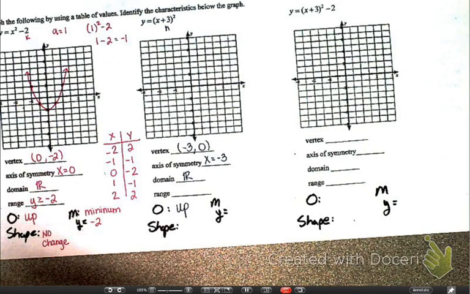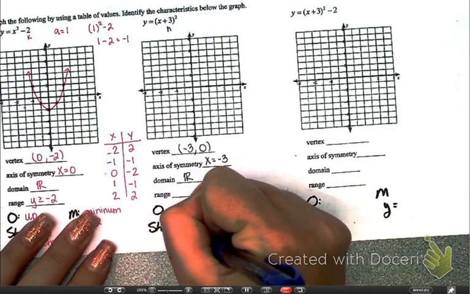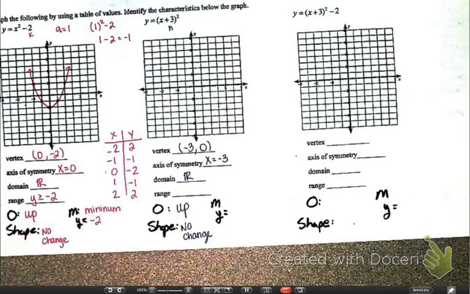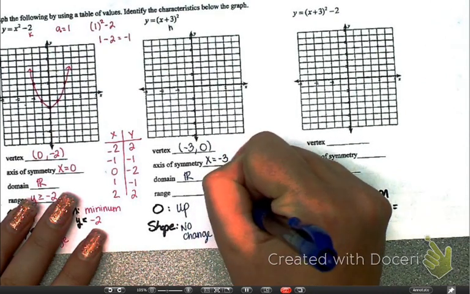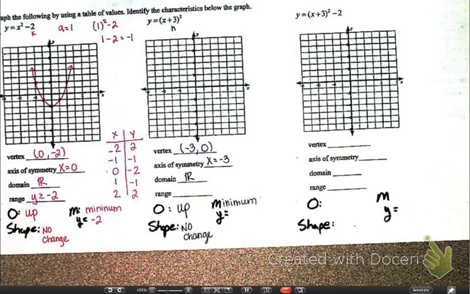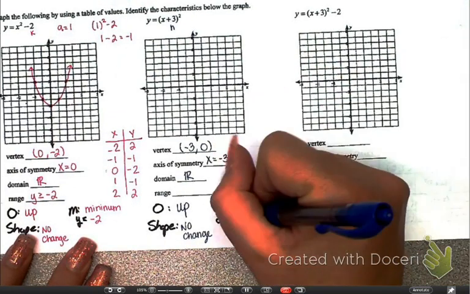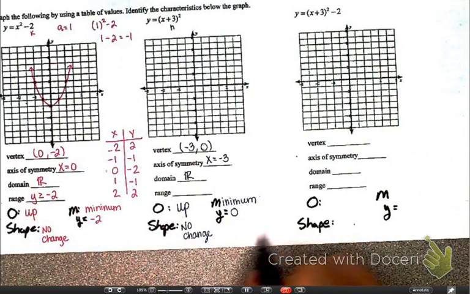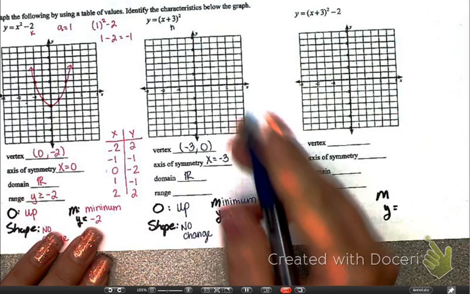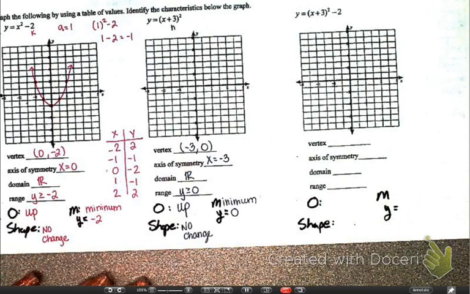What's the shape? No change. Do I have a maximum or a minimum? Minimum because it faces up. And what is my minimum value? 0. It's the Y value of your vertex. So if everything faces up, Y is greater than or equal to 0 for my range.